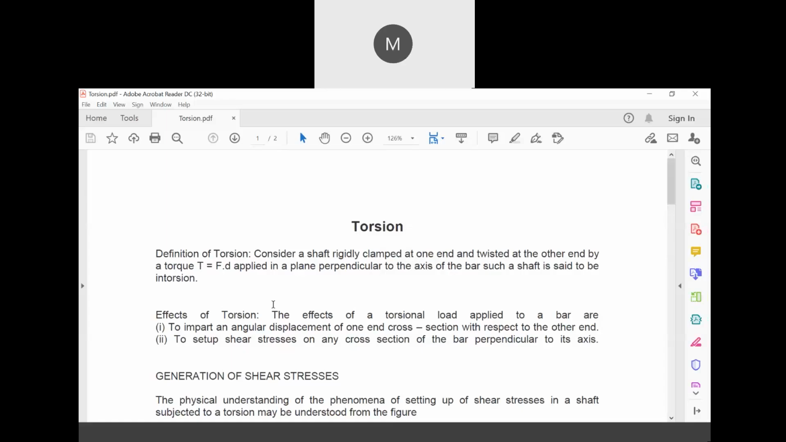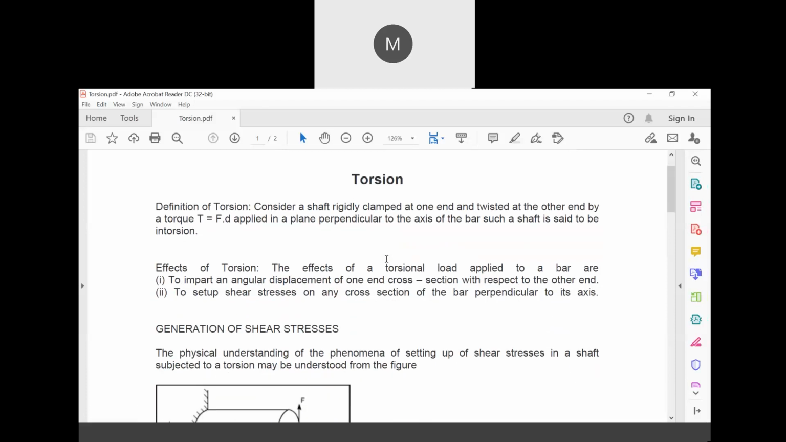Can you all see my screen? Yes. So in the last class, we discussed slope and deflection. So today we will be discussing what? Torsion. Am I audible to all of you? I hope I am audible to all of you. Yes, please. Okay. Fine.